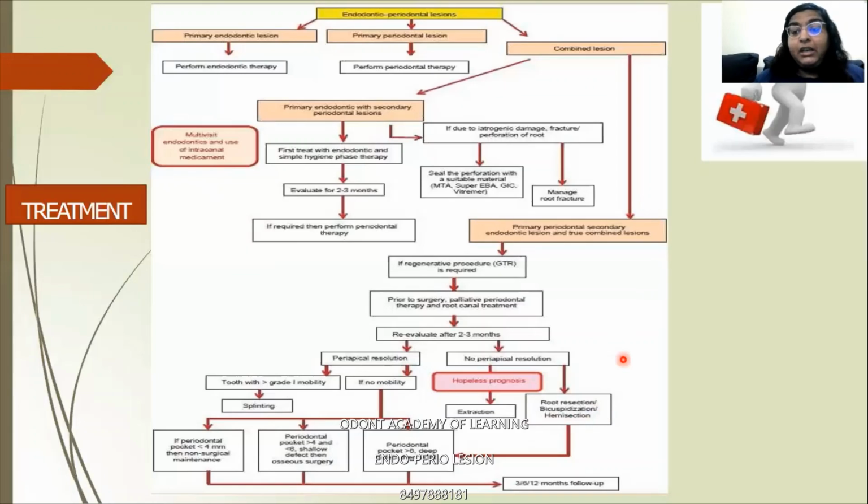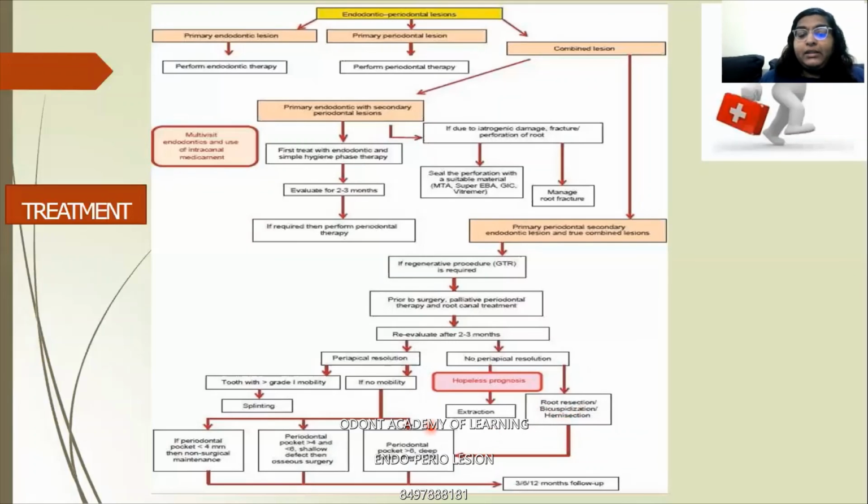And finally we have hemisection. In hemisection, we remove one half of the tooth. The entire half of the tooth is removed. In root resection, only the root portion is removed, and the crown is still saved. Whereas in hemisection, the portion of the root as well as the crown which is infected is completely removed. So let's say you have a mandibular molar in which the distal half of the tooth is infected. The distal part of the crown as well as the root together are extracted and the mesial half is retained. So these are the procedures mentioned here.